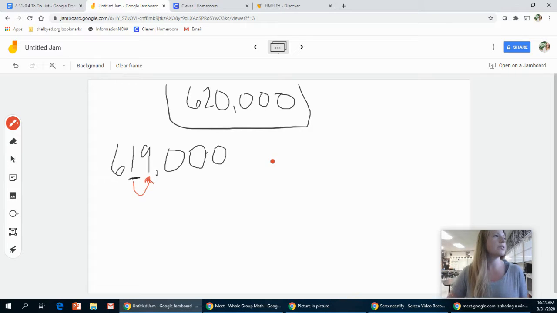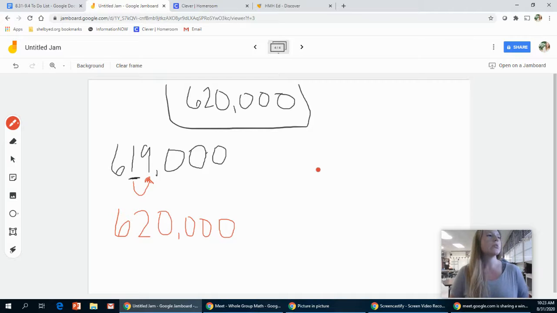So if we round 1 up, that is a 2. And remember, everything after that place turns into zeros. That 9 is now a 0, and everything else is a 0. So does 619,000 round to 620,000? What number is that? Is that 620,000? Yeah, it does.